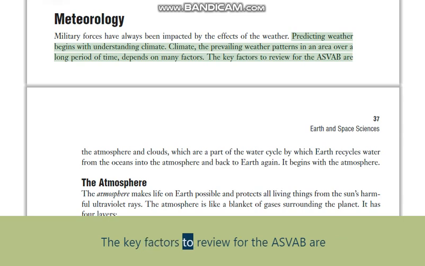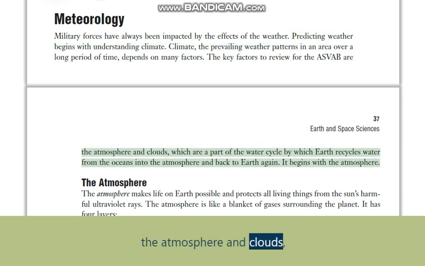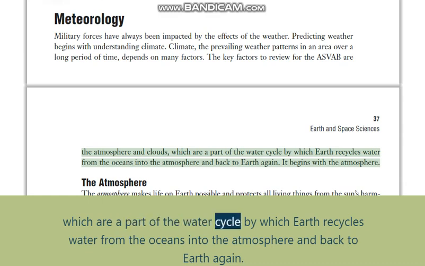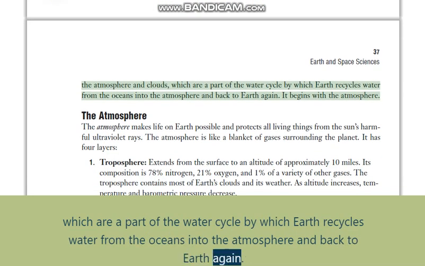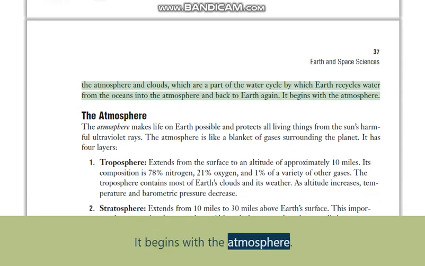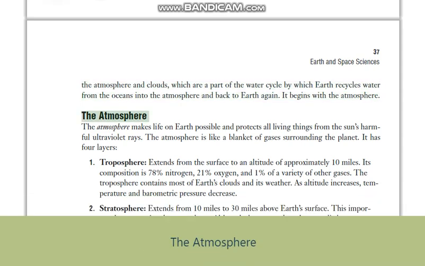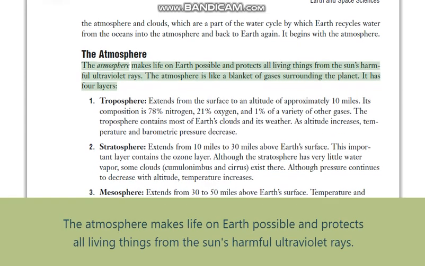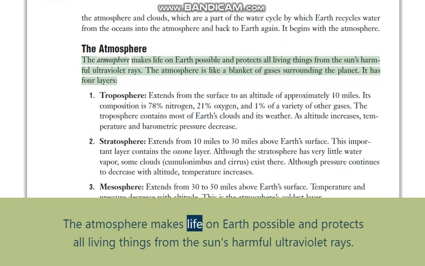The key factors to review for the ASVAB are the atmosphere and clouds, which are a part of the water cycle by which Earth recycles water from the oceans into the atmosphere, and back to Earth again. It begins with the atmosphere. The atmosphere makes life on Earth possible, and protects all living things from the sun's harmful ultraviolet rays.